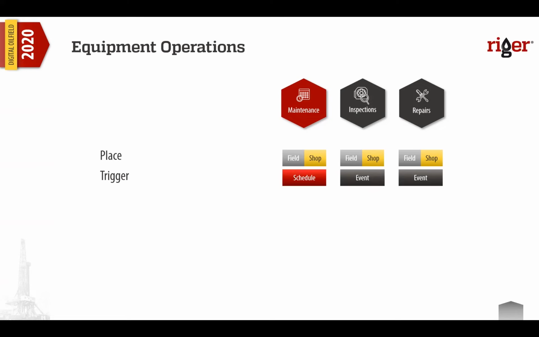Another thing which differs maintenance from inspections and repairs is the trigger. So what is the trigger for that document? In RigER, we have different events generated by different documents. Inspections and repairs could not be run simultaneously. It should have a trigger. It should have an event which will generate inspections or repairs.